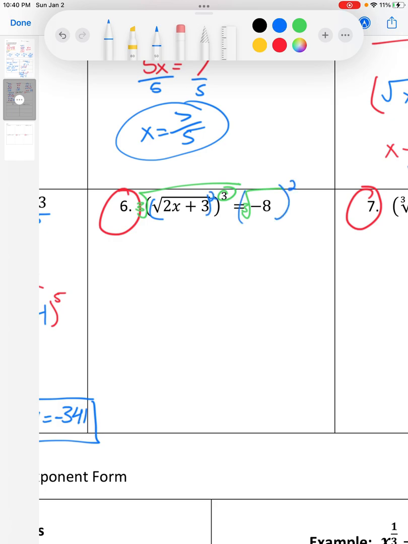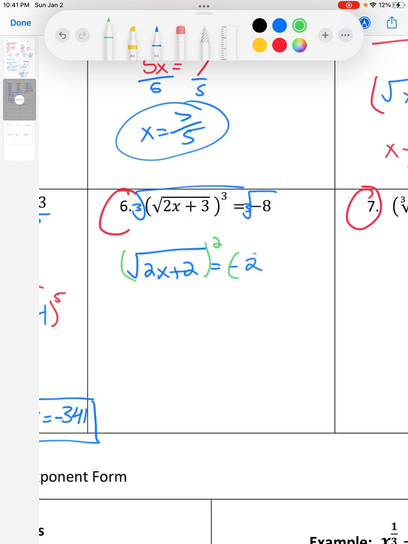Okay? So that's the process. That's what's going to be a little bit harder. So you have to get rid of the outside first. So, like I said, we're going to have to take the cube root. So let's just do that. I'll help you with the first step. So we're going to end up with square root of 2x plus 3 equals, and then whatever the cube root of negative 8 is, which is negative 2. So now we can square it and keep solving from there.